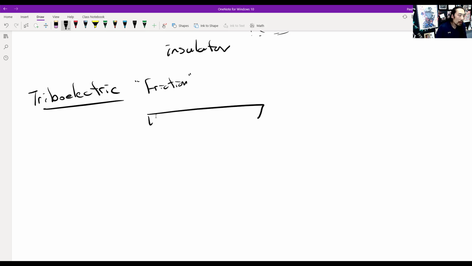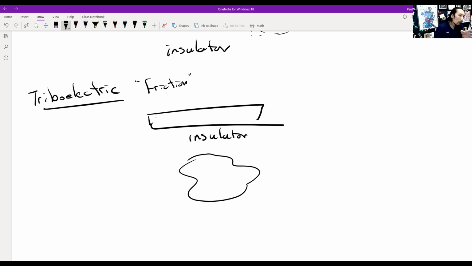Okay, so let's say we have two objects. In class, we'll use animal fur. So we have an insulator. We might use plastic, we might use PVC, and then we have this fur. So when we rub the fur on the insulator, in the areas where the fur is in contact with the insulator, as we rub it back and forth, some of the negative charges here will jump onto the PVC pipe, or some of the negative charge on the insulator will jump onto the fur.